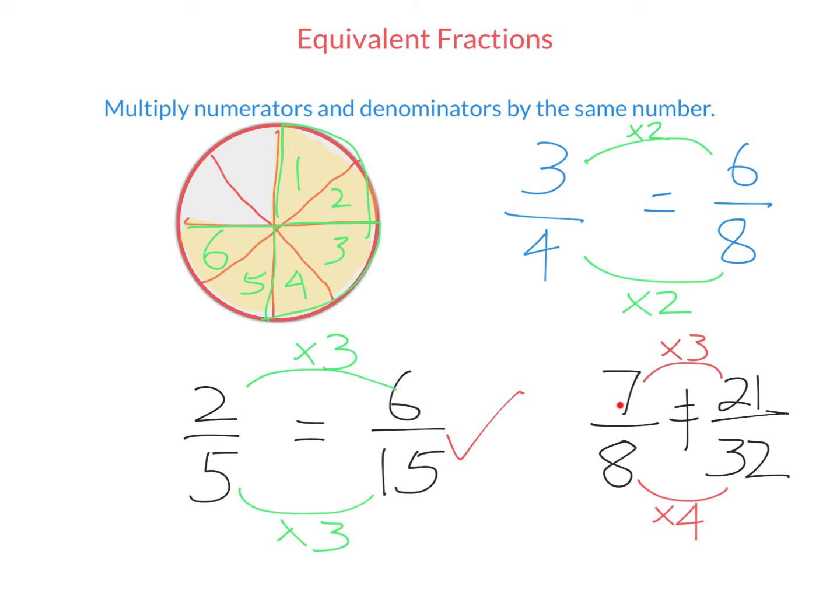This one equals 0.875. This one, on the other hand, equals about 0.66. This one's actually a lot larger than this one. But they're not equivalent because you multiplied the top and bottom by different numbers. So if you got 7/8 of the pizza, you're actually going to get way more pizza than if you get 21 over 32 of the pizza.